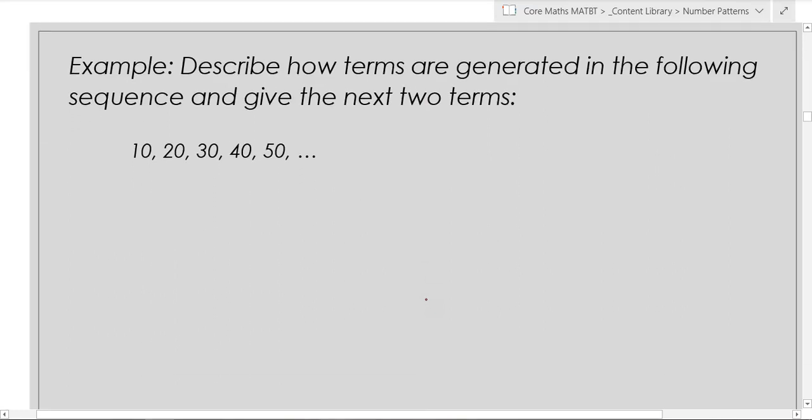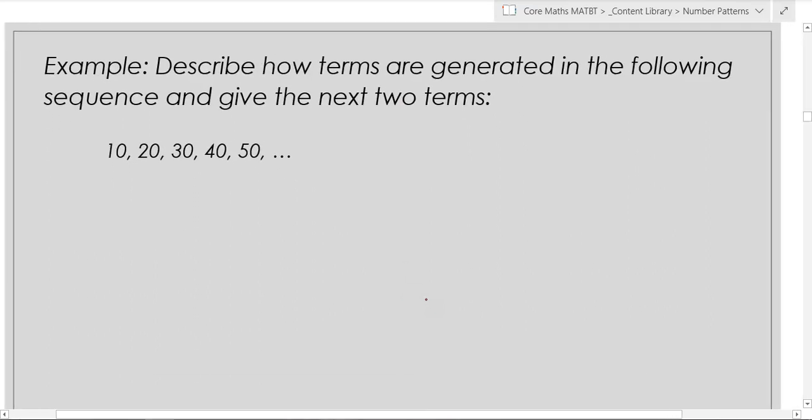Alright, so let's look at this example. Describe how the terms are generated in the following sequence and give the next 2 terms. Alright, so for this sequence, I can see you've started at 10, okay, and then you've got 20, 30, 40, 50. So you can see that to get the next term, what's happening? Okay, so adding 10 to get the next term.